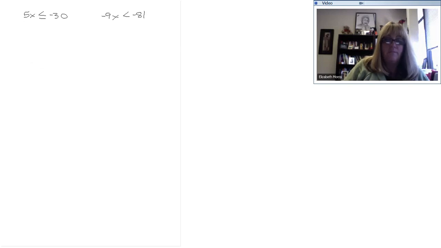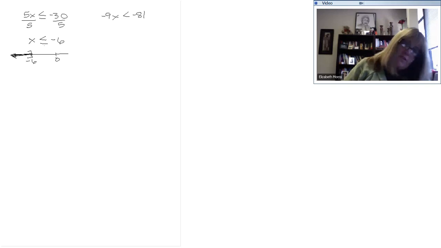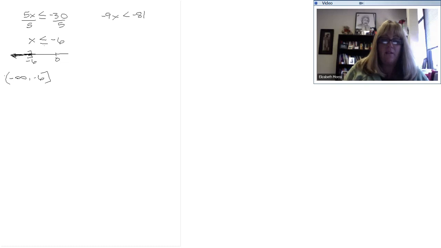All right, in order to solve this one, I would have to divide by 5. Am I dividing by a negative number? No. I'm dividing into a negative number, but I'm not dividing by a negative number. So if you don't divide by a negative number, it does not flip. It stays the same, and negative 30 divided by 5 is negative 6. Still go about graphing it the same way. x is less than or equal to negative 6. That's everything this way. Farthest thing to the left is negative infinity. The farthest thing to the right on the graph stops at negative 6. Negative 6 has a bracket, and infinity always gets a parenthesis.